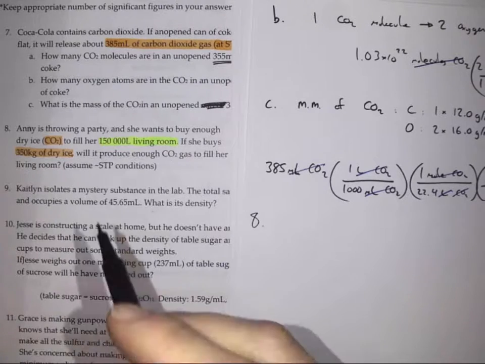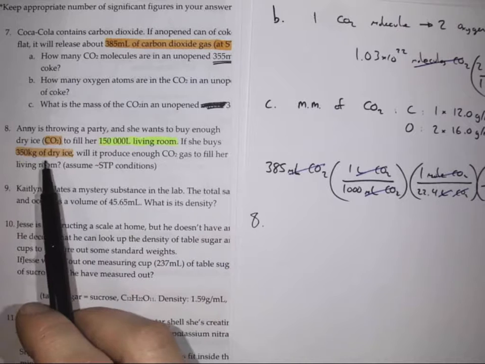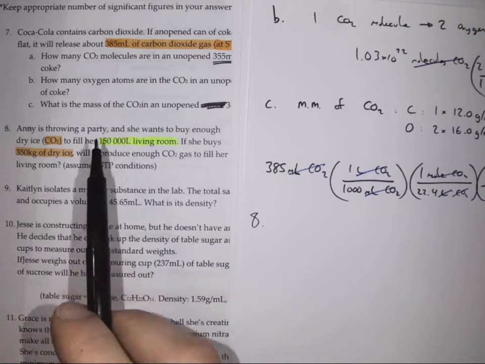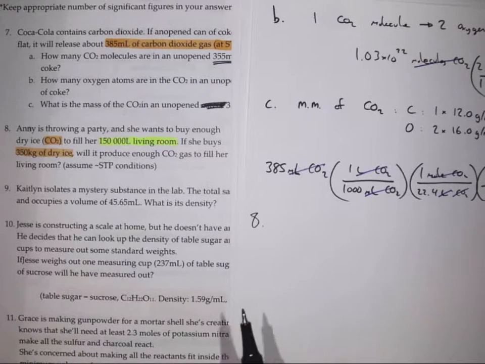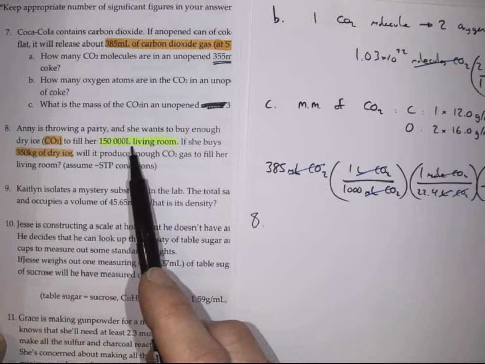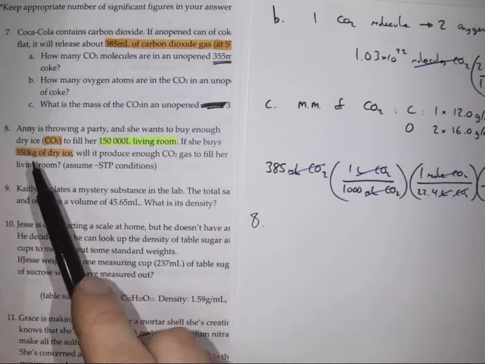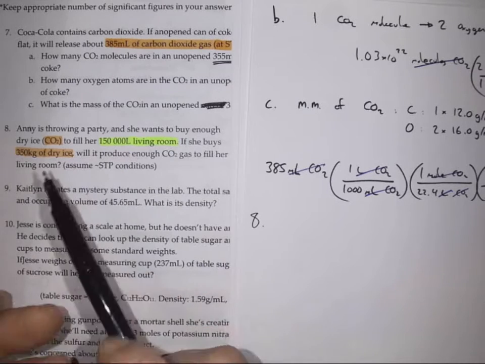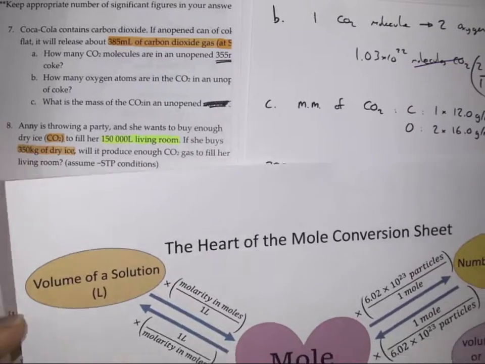Okay, so we've got a couple of things given here. We have the volume of her living room, and we have the mass of the dry ice. And the question is, is the dry ice enough for the living room? So I guess there's a couple of ways to go about this question. We could start with a volume of the living room and then figure out how much dry ice you would need to fill it. Or you could start with this amount of dry ice and answer how much it will make, what volume it'll make when it sublimates, and then ask if it's bigger or smaller than 150,000 liters.